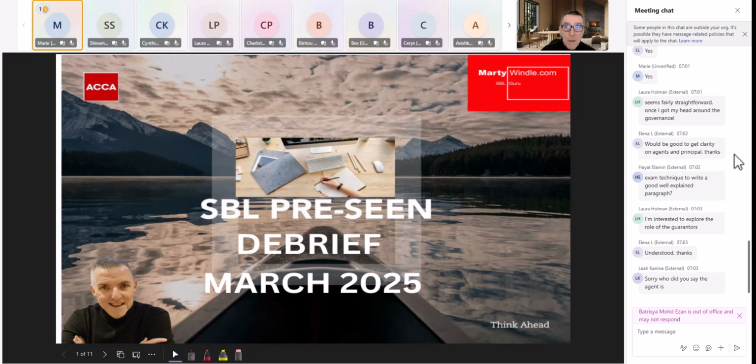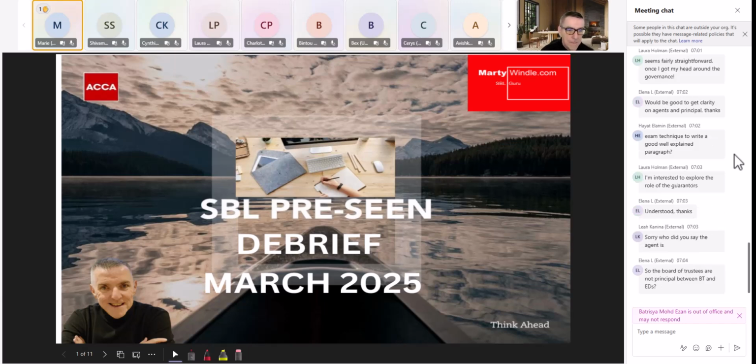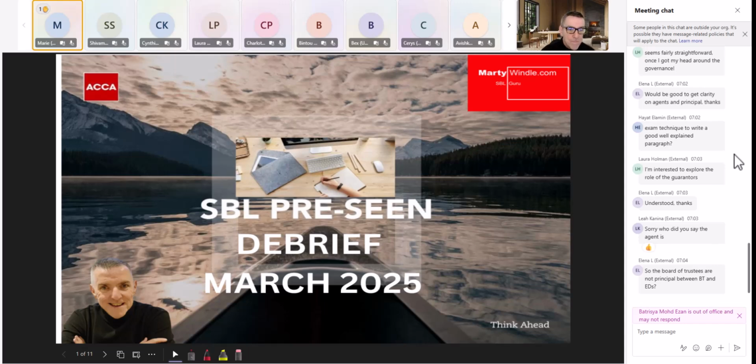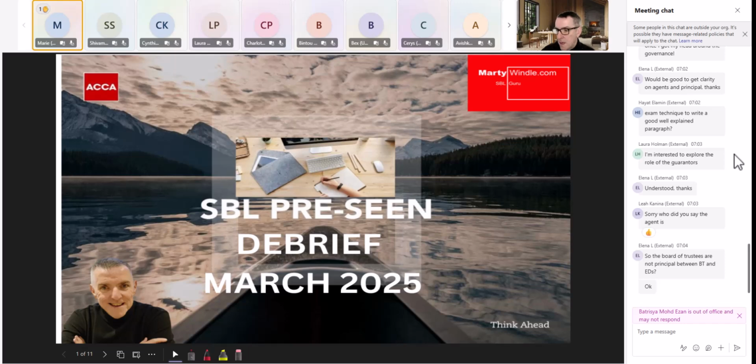The agent is the trustees and the executive board in this charity. The principal is like the shareholder, right? But actually, they've got the donors. So the principal is the donors in the case of a charity.